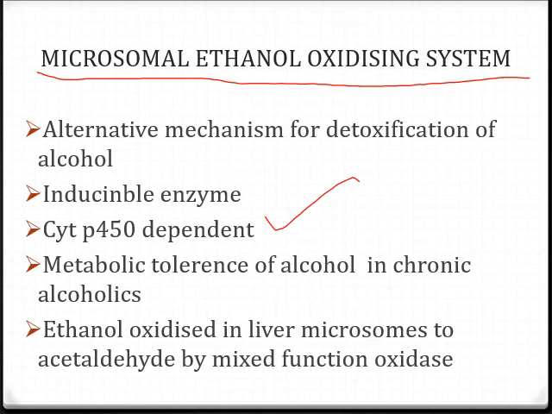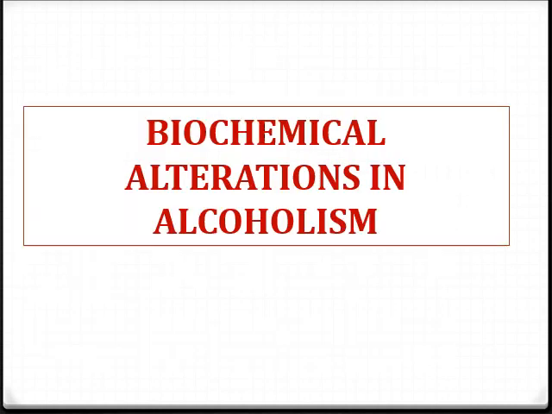Because in chronic alcoholics there is an increase in this microsomal ethanol oxidizing system, that is why metabolic tolerance develops for alcohol. And ethanol is oxidized in liver microsomes to acetaldehyde by the mixed function oxidase system. So these two are the enzymatic reactions that help in the oxidation of alcohol.